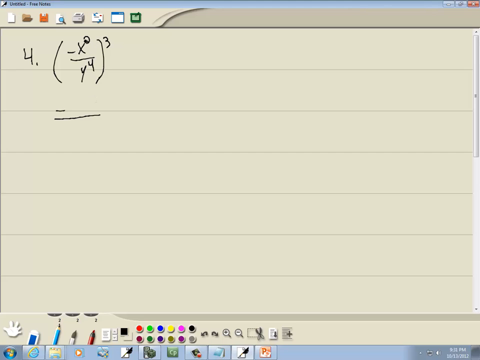And if everything inside your parentheses is either multiplication or division, here we got x squared divided by y to the 4th. Well, you can take everything to this power. So we're going to take x squared to the 3rd power, and we'll take y to the 4th to the 3rd power. Well, remember when you raise an exponent to another exponent, you multiply them together. 2 times 3 is 6. So we got x to the 6. And down here, you're raising y to the 4th to the 3rd power. 4 times 3 gives us 12. So our answer is negative x to the 6 over y to the 12th.